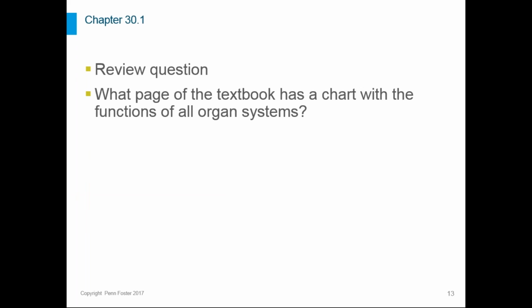And one more review. What page of the textbook has a chart with the functions of all the organ systems? Now, there's no multiple choice, but you should write down somewhere or bookmark it. It's page 716. Okay, so I'm going to give you a few page numbers throughout this presentation where you've got different charts to look at. I guarantee you those will be helpful. You should remember where they are, look at them when you get stuck, when you have test questions about those topics.